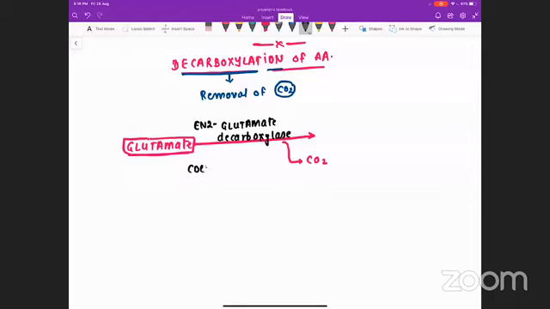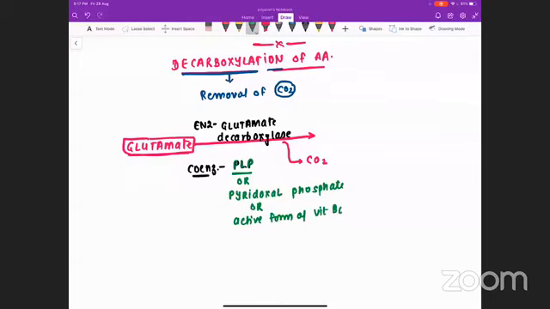At the same time, we also require a coenzyme. The coenzyme that is required is written in the form of PLP. PLP stands for pyridoxal phosphate. What is this pyridoxal phosphate? It is basically the active form of vitamin B6. The name of vitamin B6 is pyridoxine. The active form is called as pyridoxal phosphate.